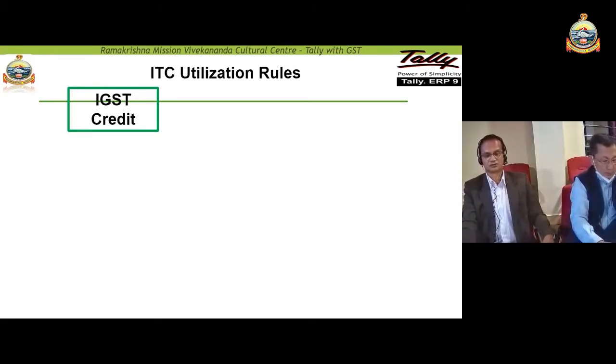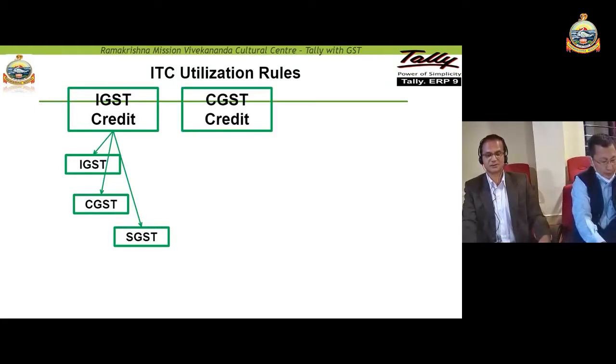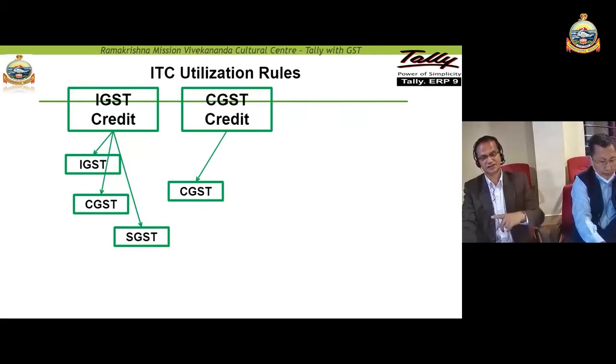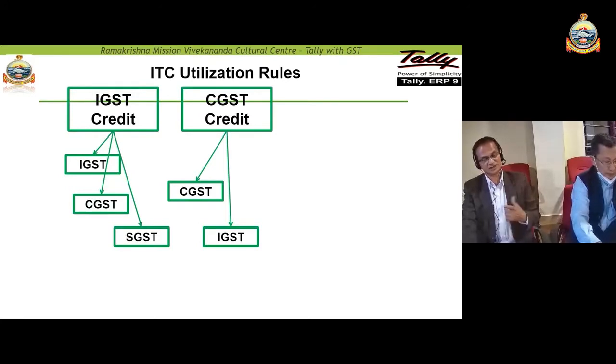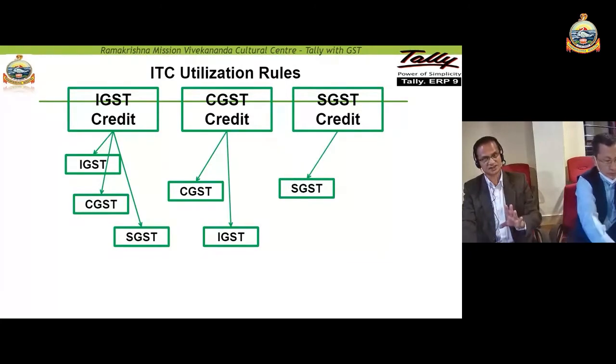There is a rule for utilization of the ITC credit, input tax credit. Supposing somebody has got IGST credit, then he can use it for payment of IGST first. Number two, if still remaining, he can use it for payment of CGST. Still remaining, he can use it for SGST. Sorry. Supposing he has got CGST credit, he can utilize it for payment of CGST. Then he can utilize it for the payment of IGST. And supposing he has got SGST credit, the same thing, he can utilize it for SGST.